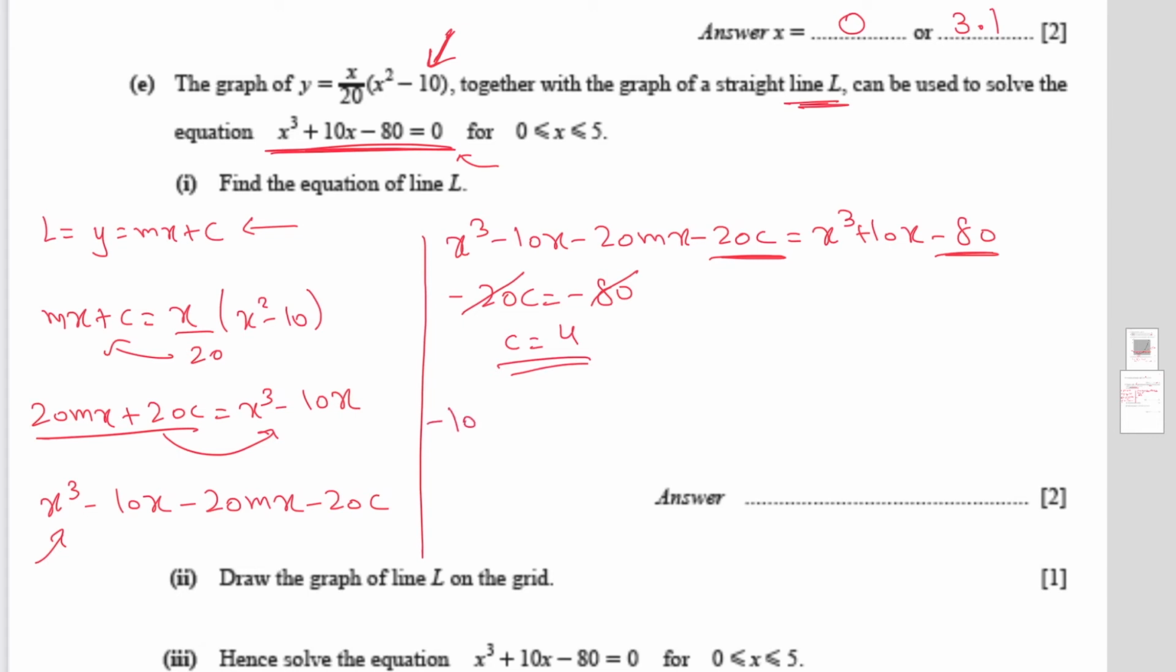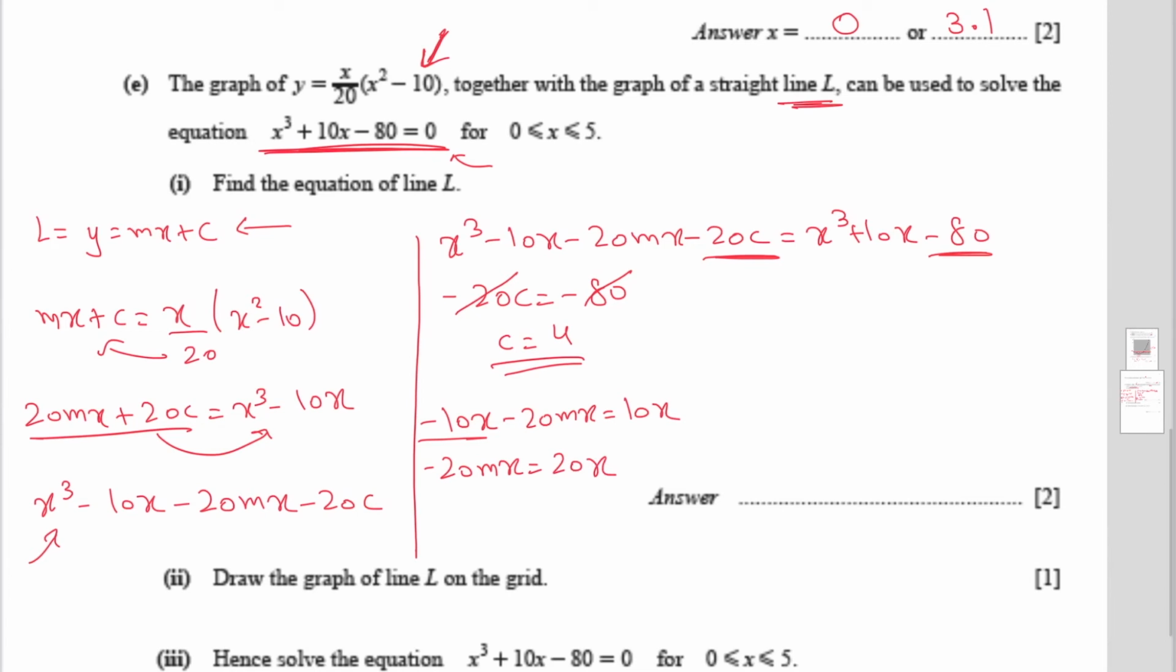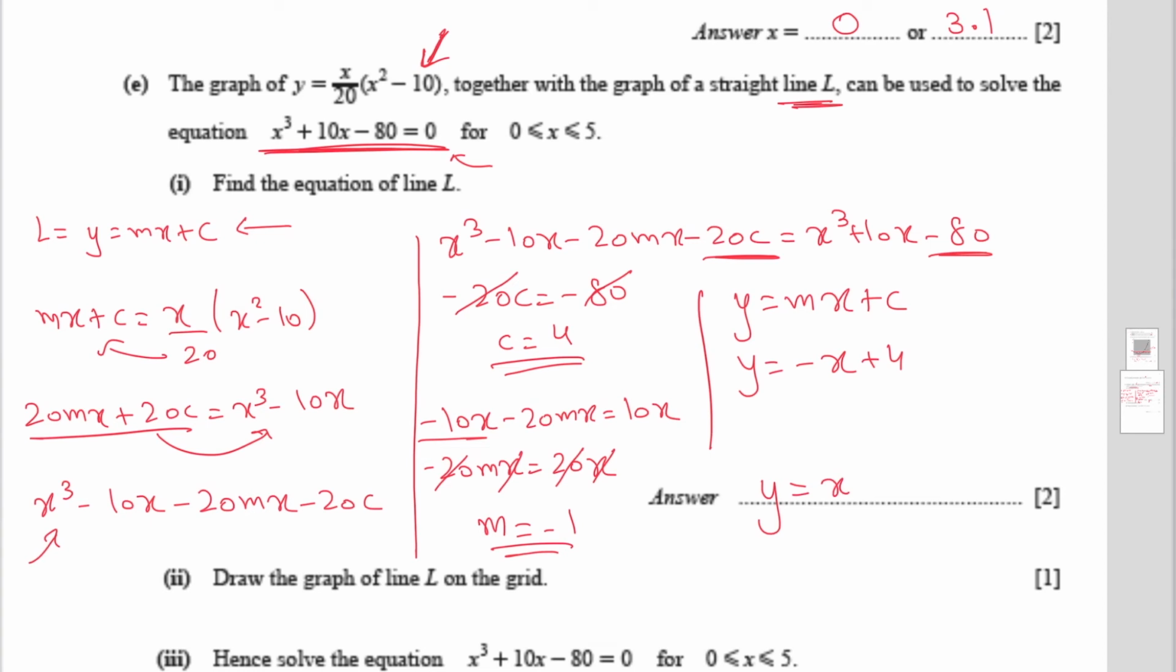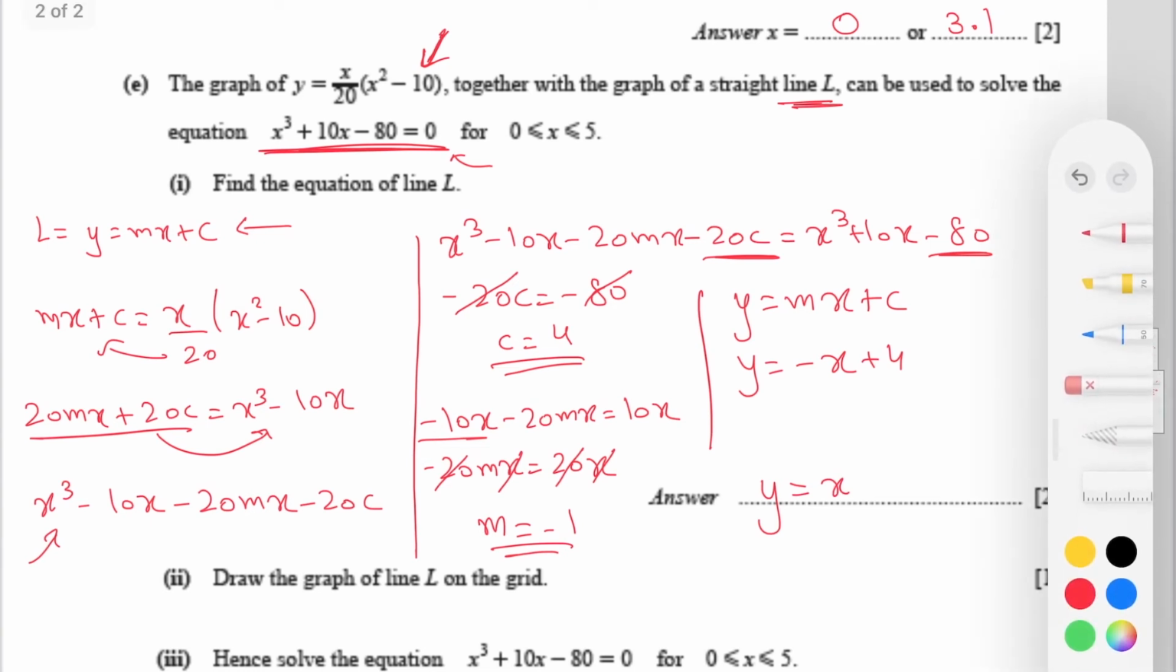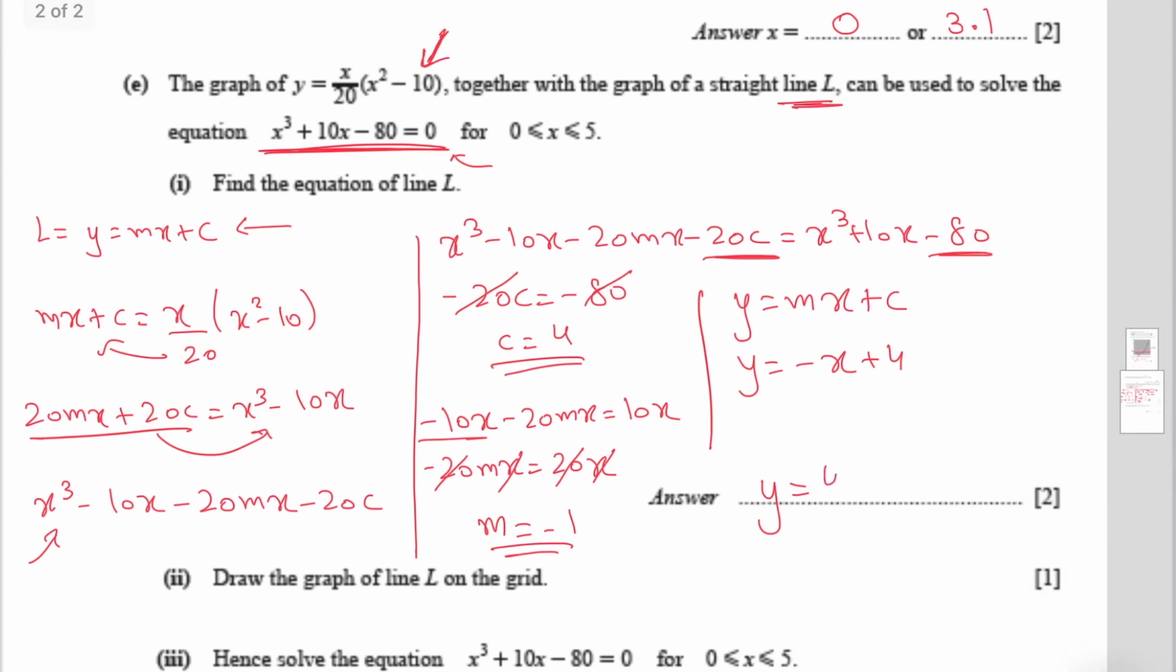So negative 10x minus 20mx is equal to 10x. What you do next is you take this to the other side, so it becomes negative 20mx equal to 10x plus 10x gives us 20x. So you cancel out the x's and you cancel out the 20s. So m becomes negative 1. So the two values are c is 4 and m is minus 1. When you plug them back into this equation, y equal to mx plus c, we get y equal to negative x plus 4, or you can write this as y equal to 4 minus x.